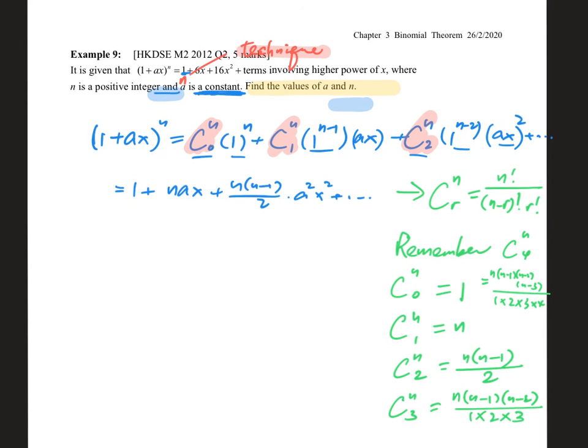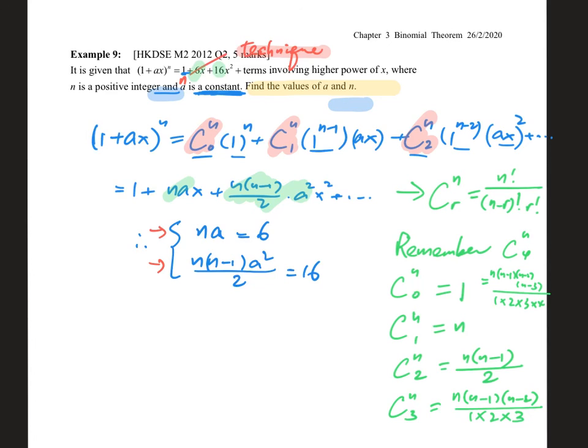Now you go back to the concept of comparing coefficients. You have na, which is 6. You have n times n minus 1 over 2 times a squared, which is 16. So in these circumstances, you now have 2 expressions. The terms about x will be equal to 6, and the terms about x squared will be 16. Is it clear enough to you? Yeah, probably, because you're going to solve the equations by yourself.